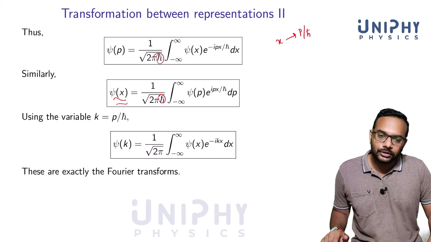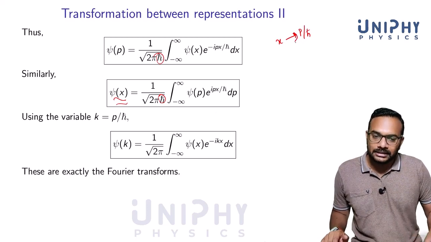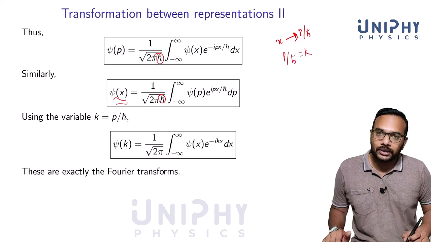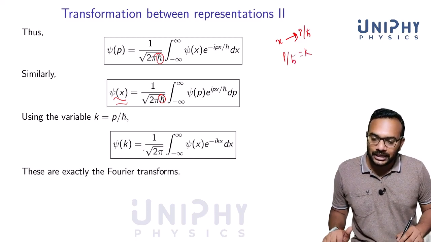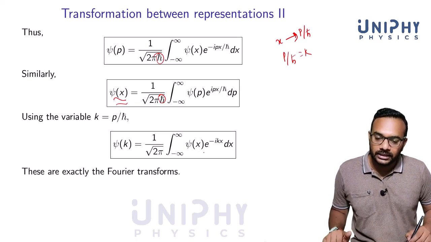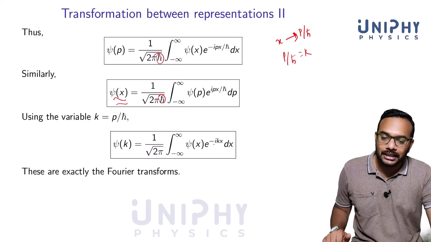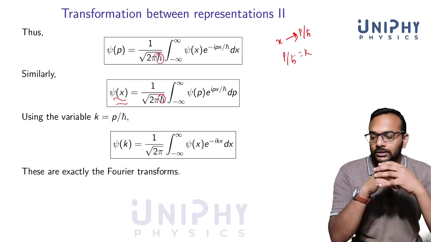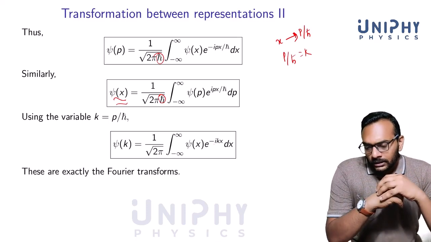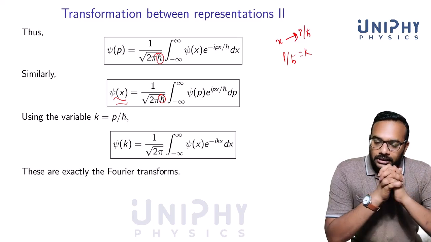Okay, we are trying to go from x to p by h cross. If you put p by h cross as k, then you get back the exact Fourier transform relation. So psi of k is equal to 1 by square root of 2 pi, integral from minus infinity to infinity of psi of x e raised to minus ikx dx. These are exactly the Fourier transformations.